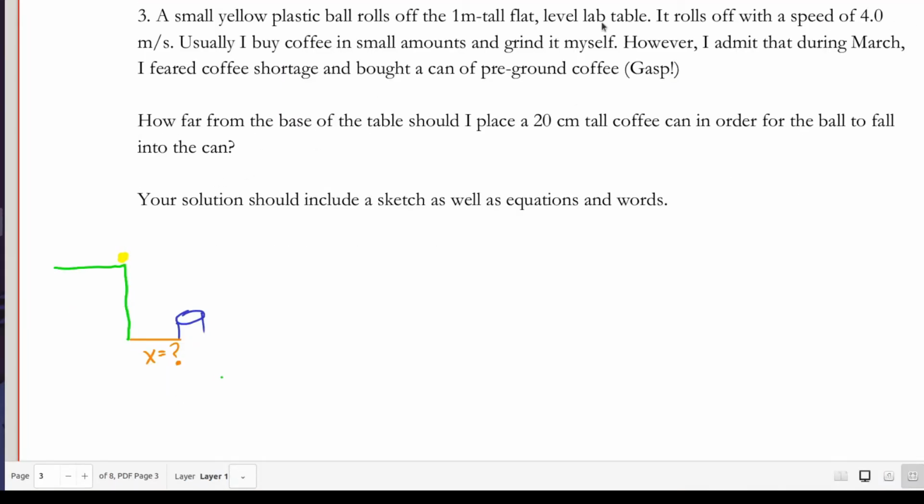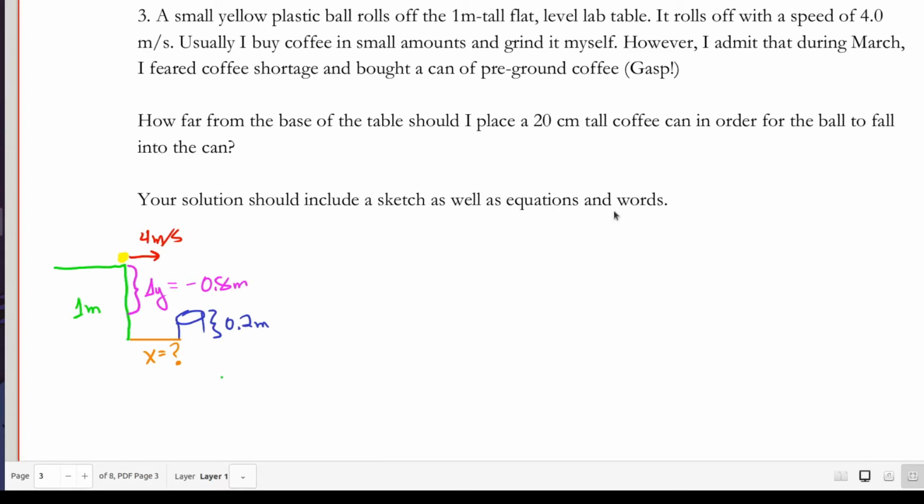We are told the initial velocity is 4 meters per second, and the height of that table, again, is 1 meter. The height of the coffee can is 0.2 meters, 20 centimeters. So how far does it fall? Well, using subtraction, I can see that the change in height, delta y, is negative 0.8 meters.